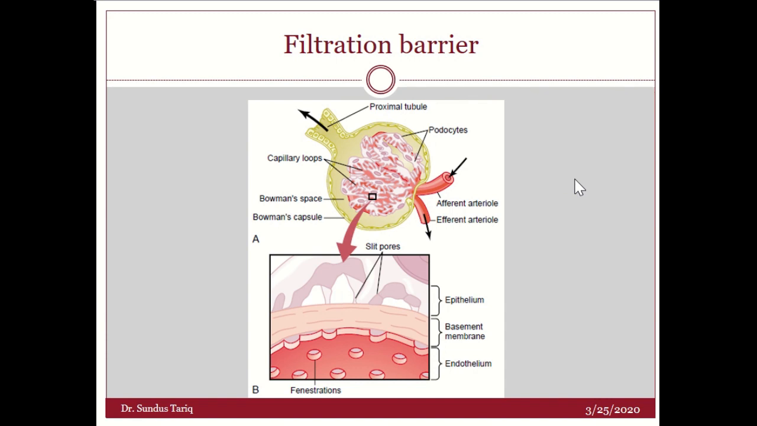The smallest protein is albumin, and albumin has a size of about 6 nanometers. And these filtration pores or filtration slits have a size of about 8 nanometers. So how is a protein with a size smaller than the size of these filtration slits not passed through the filtration barrier? The reason is the negative charge on the filtration barrier. The capillary endothelium, the basement connective tissue of the basement membrane, and the podocytes are all negatively charged, and the negative charge is going to repel the negative charge of albumin. So this negative charge is very important to prevent the filtration of albumin through the filtration barrier.